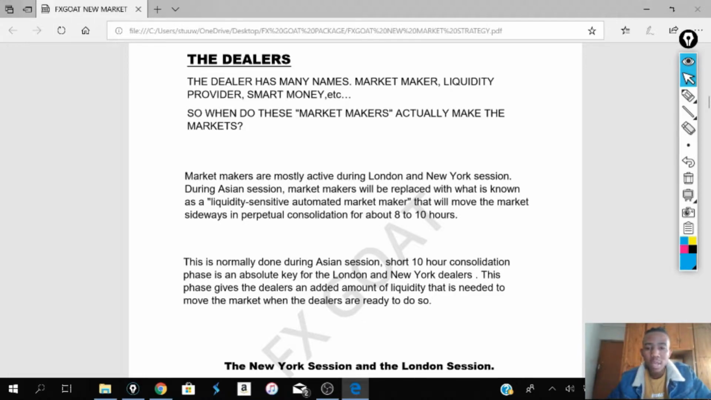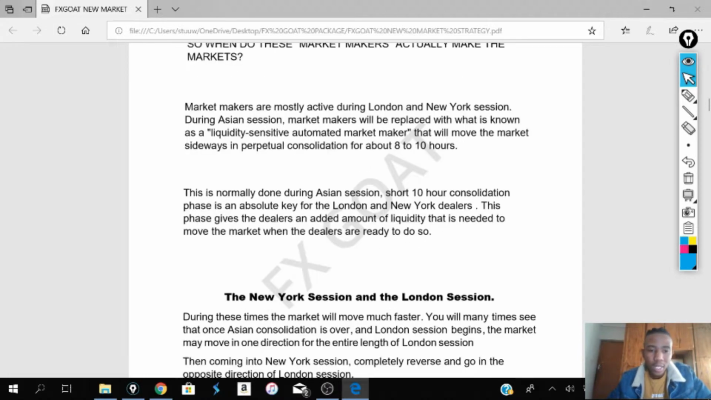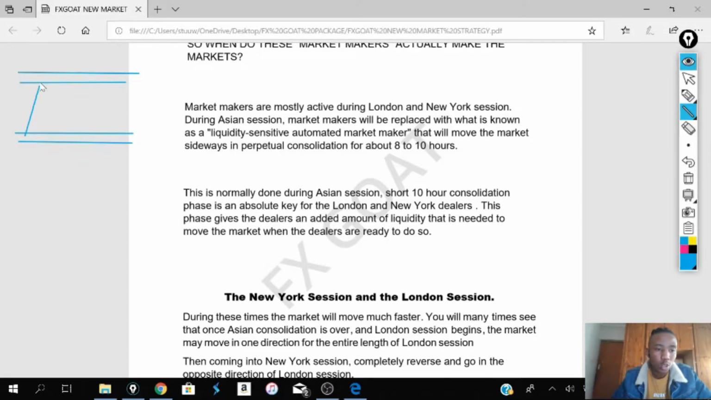So when do these market makers actually make the markets? The market makers are mostly active during the London and the New York sessions. During the Asian session, the market makers will be replaced with what is known as a liquidity-sensitive automated market maker that will move the market sideways in a perpetual consolidation for about 8 to 10 hours. What I mean right here is the market maker will create what are so-called mid-range zones. So the market is just going up and down right here with no overall direction, hence building momentum for the market. This is normally done during the Asian session.